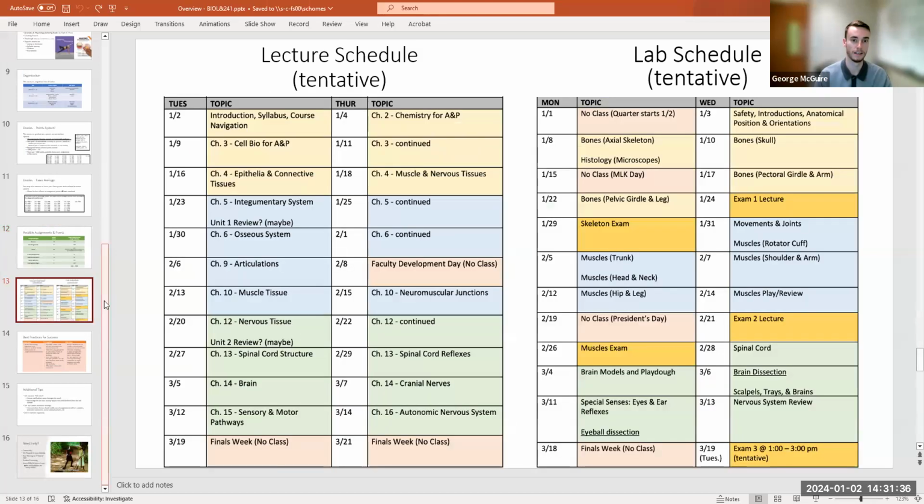Okay. So here's a quick look at our schedule for both lecture and lab.